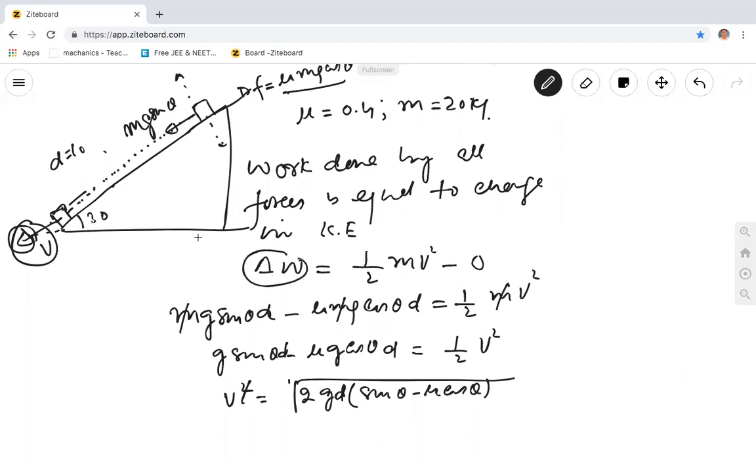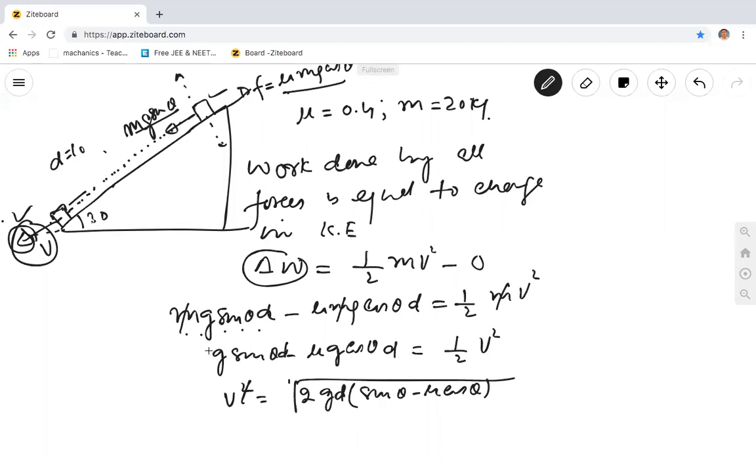Work done is equal to change in kinetic energy. Final kinetic energy is 1/2 mv squared here. What is the initial? 0, because the velocity is 0. What is the work done by all the forces? The work done by the mg force is the force by gravity minus the force of friction. So mg sin theta d minus mu mg cos theta d. The m gets cancelled throughout. It is g sin theta d minus mu g cos theta d.